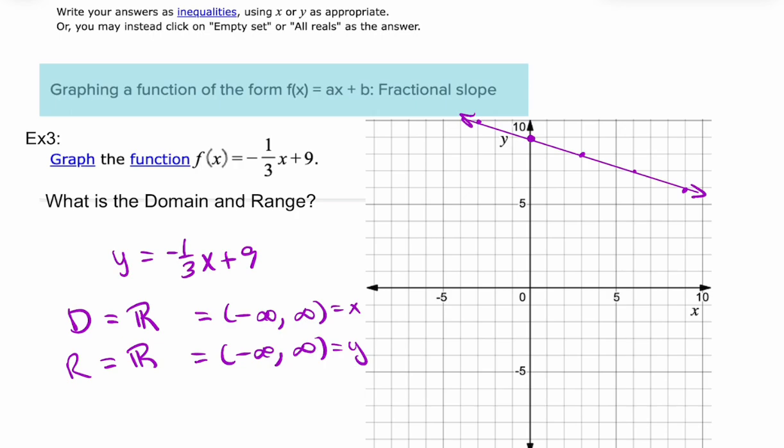Now the only types of linear functions that will not have a domain and range of all real numbers are vertical and horizontal lines. Kind of mess that up. Vertical and horizontal lines might just have 1 point for their x if it's vertical, 1 point for the y if it's horizontal. So that will mess it up. But every other line, if it just has a standard positive or negative slope going on, it's all real numbers. Everyone good with that example?